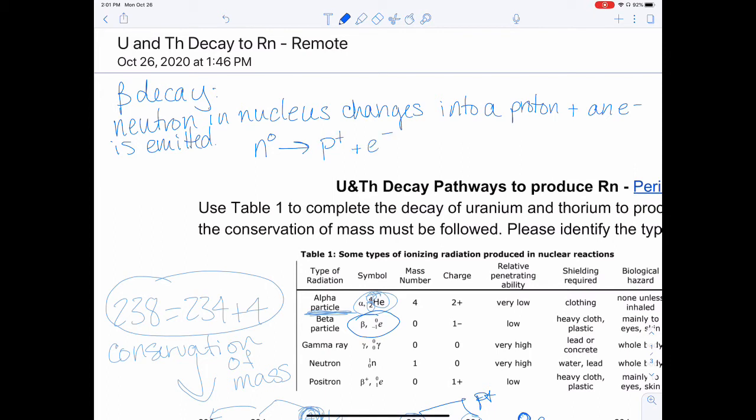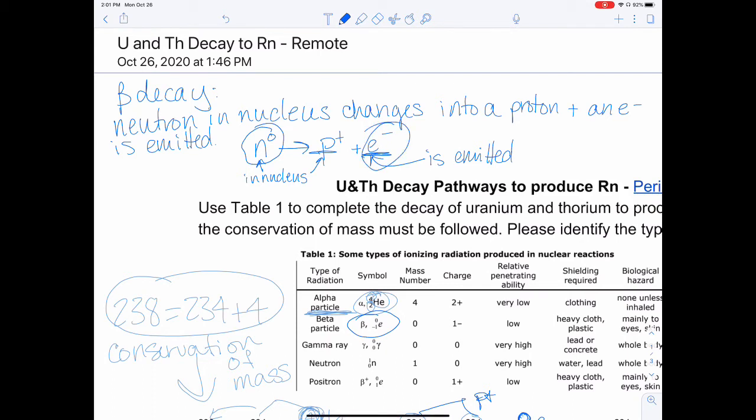And what happens here, so this neutron is in the nucleus. It's an unstable nucleus. It undergoes beta decay. The neutron is in the nucleus, the proton remains in the nucleus, and then this electron is emitted. So it's kicked out of the nucleus. Basically, if you think about a neutron as a proton and an electron bonded together, what happens here is that the electron gets booted out.